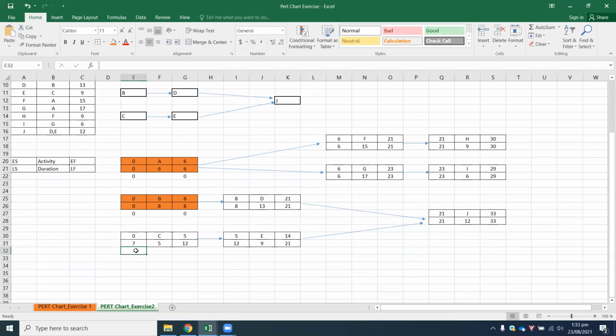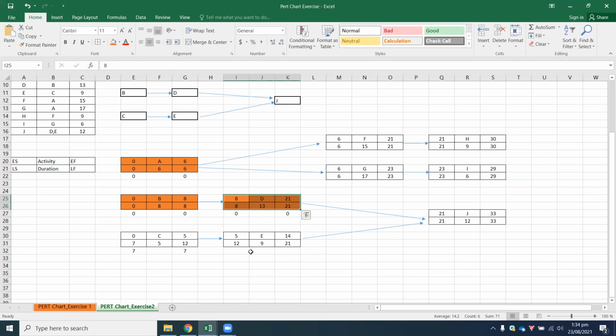Now 7 minus 0 gives you a value of 7, and then 12 minus 5 gives you a value of 7. So 7 plus 7 gives you a value of 14. So this is not part of the critical path. Next up is 8 minus 8 gives you a value of 0, and 21 minus 21 gives you a value of 0 as well. So when you add those two zeros, it gives you a value of 0. So this also forms your critical path.